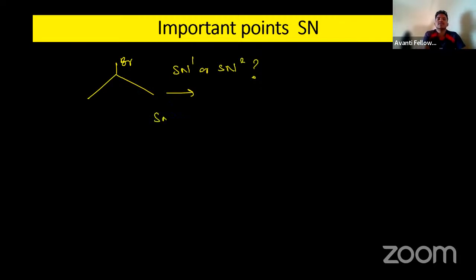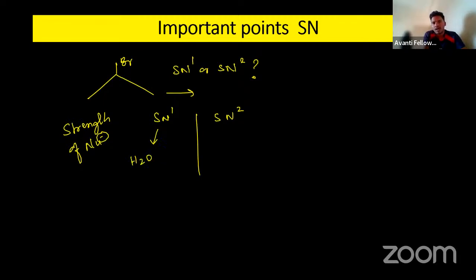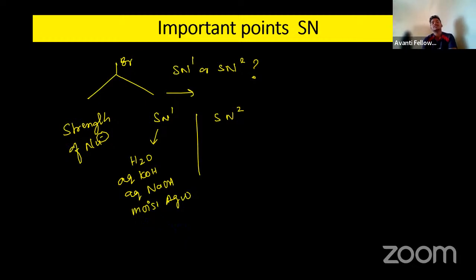Very simple. SN1 and SN2 depend upon the strength of the nucleophile. So just remember some of the nucleophiles. Usually these are polar protic solvents, that means aqueous KOH or aqueous NaOH, or moist Ag2O. So these kinds of reagents, usually weak nucleophiles, will undergo the SN1 mechanism.